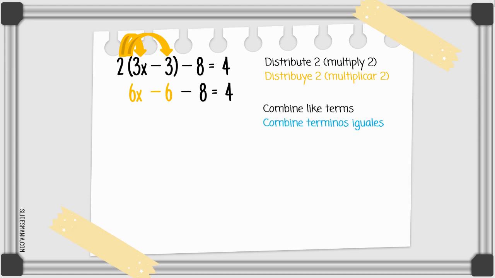Combine your like terms. Los términos iguales. That's the minus 6 and the minus 8. Negativo 6 menos 8 es igual a negativo 14. That's negative 14.